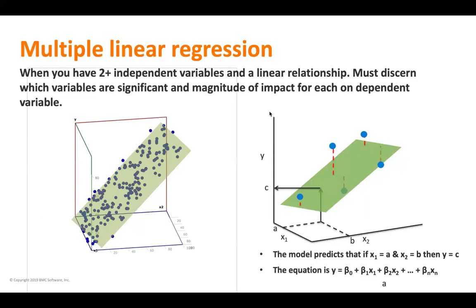And you can see over on the right-hand side how the model would predict the dependent variable based on the two independent variables. So you would have a length and a depth location on the plane that would then correspond to a value on the dependent variable axis, right? And the equation is very similar. You can do it for any number of independent variables, but I'm showing you for two.